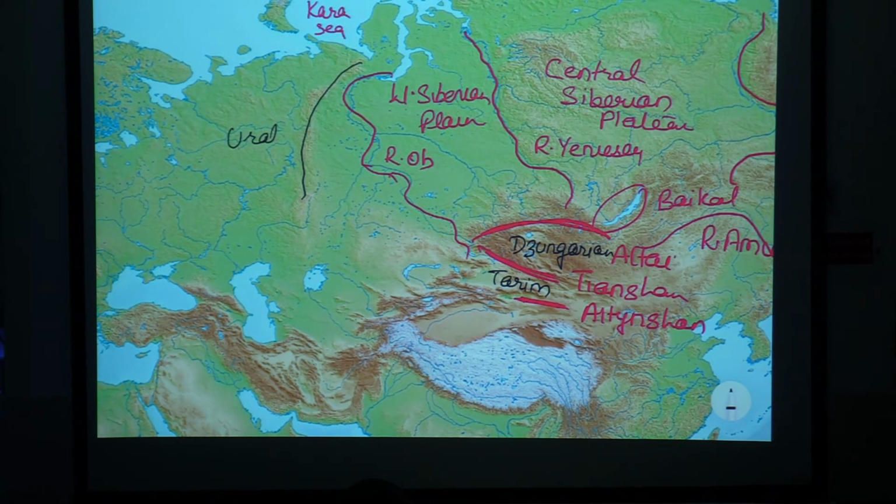Ural Mountain, Ural River, Caspian Sea is the boundary between Europe and Asia. This is Aral Sea. And can you recognize these rivers now? This is Sirdarya, Amudarya.